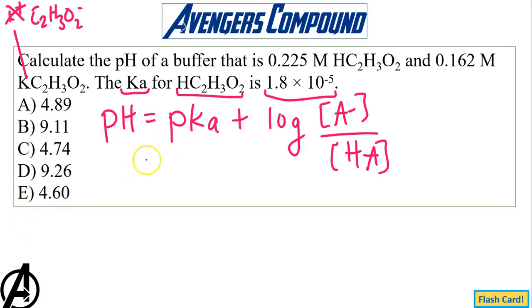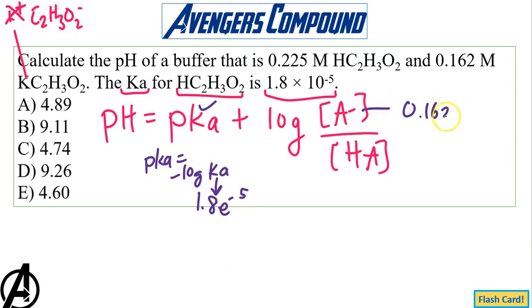Okay, so pKa is equal to negative log of whatever the Ka value is. They gave us this Ka value of 1.8 times 10 to the negative 5. So we can figure that part out. Log of the conjugate base. They already gave us this as 0.162 molar. How do I know this represents a conjugate base? Because the K plus does not react, so we know it's only going to be the weak base from this weak acid that's going to be used. And then we're going to divide that by the weak acid, which is already given at 0.225 molar.